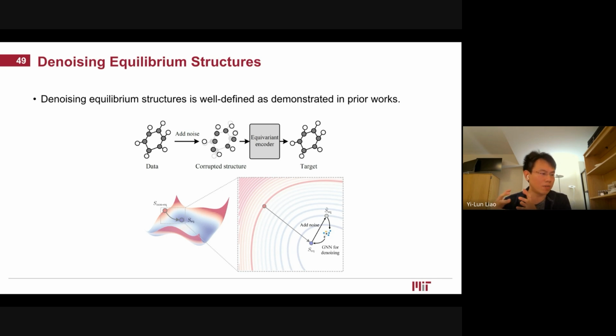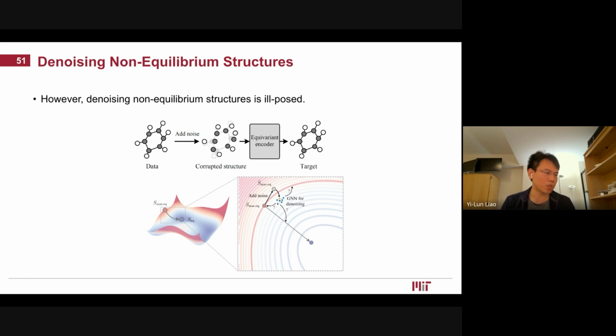And as shown on the bottom right figure, denoising an equilibrium structure can be viewed as first adding noise to obtain a high energy non-equilibrium structure, and then finding the nearest local energy minimum given a high energy structure. And most of the time, there is always one nearest local energy minimum. So this is a many-to-one mapping, and this is well defined. And for this slide, we show that if we add different noise, the same process is repeated. The target will always be the same because there is always one unique nearest local energy minimum.